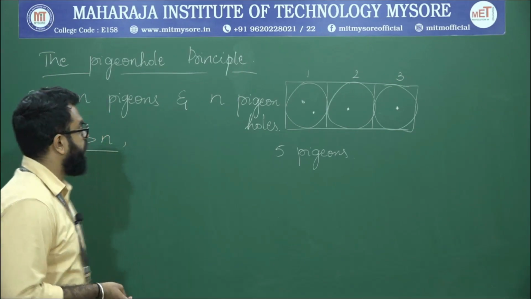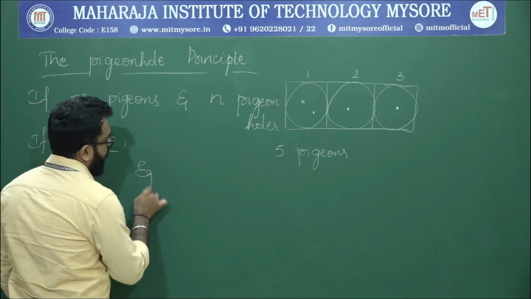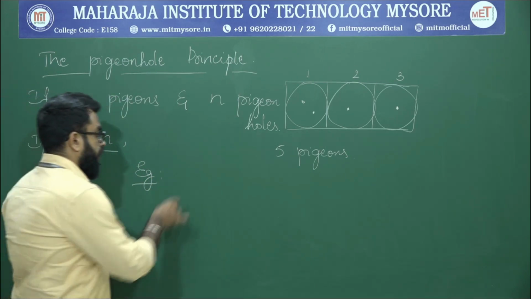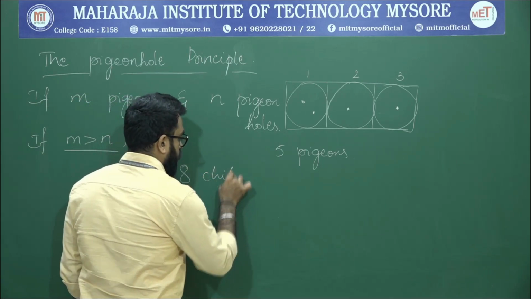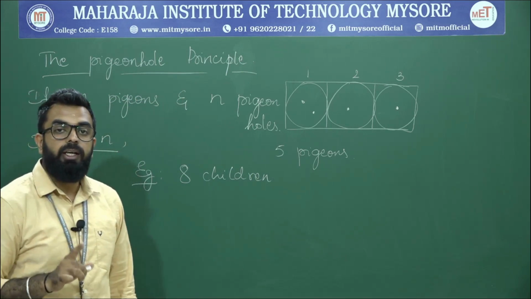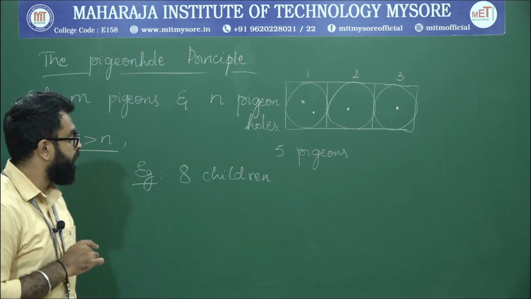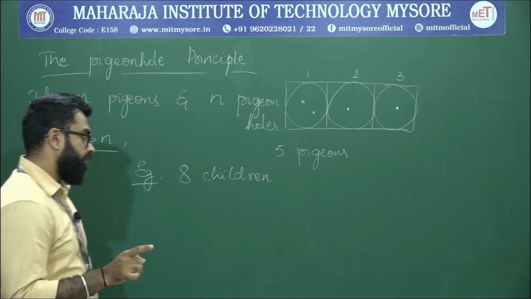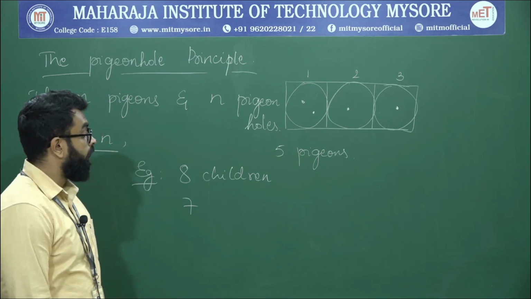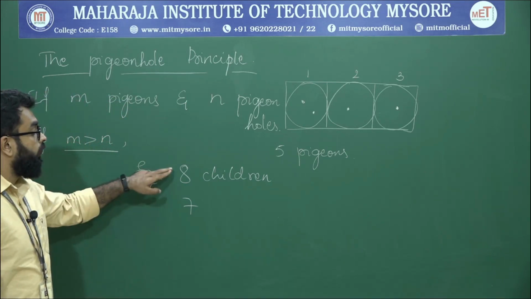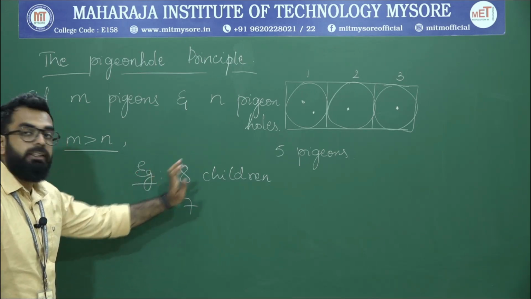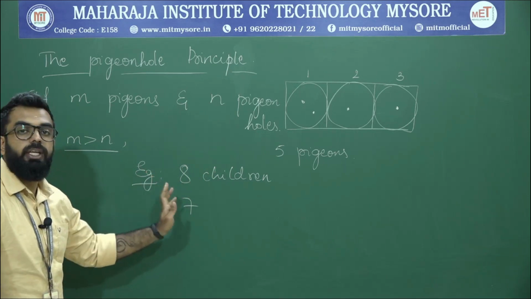As a simple illustration of the above principle, take an example. If 8 children are born in the same week, how many children are born in the week? 8 children. How many days does a week consist of? 7 days in a week. Then we can easily say that on one of the days of the week there is more than one child that is born on the same day of the week.